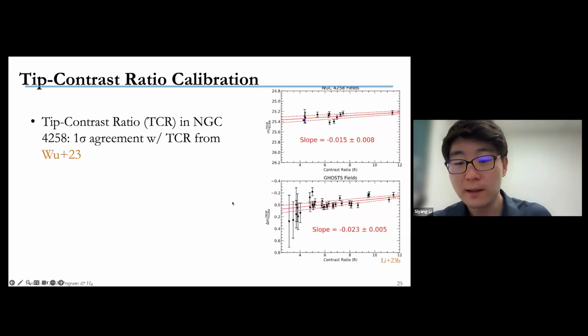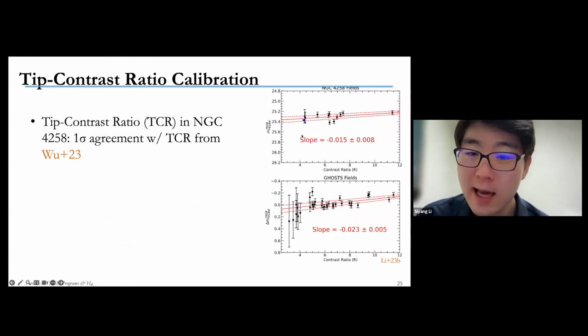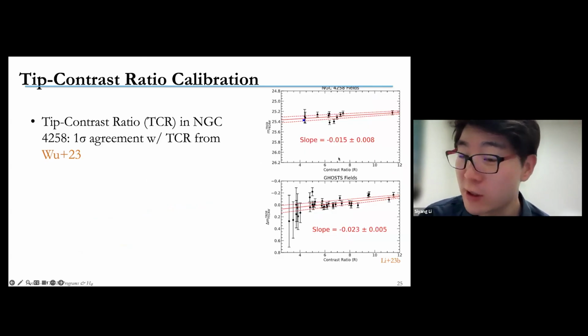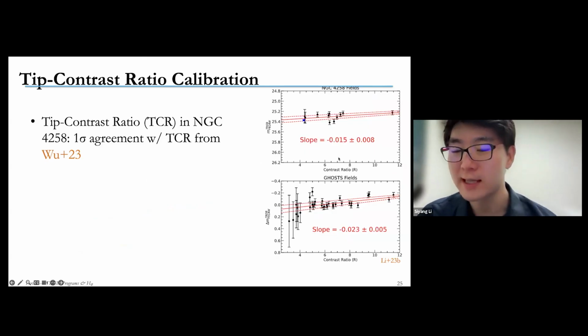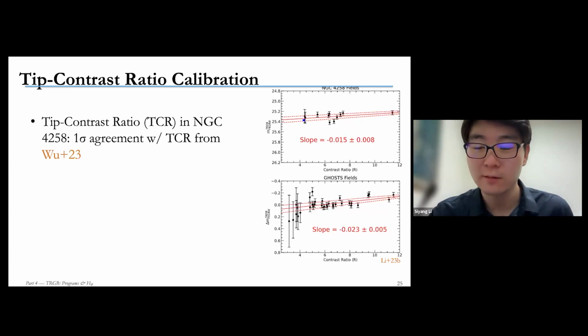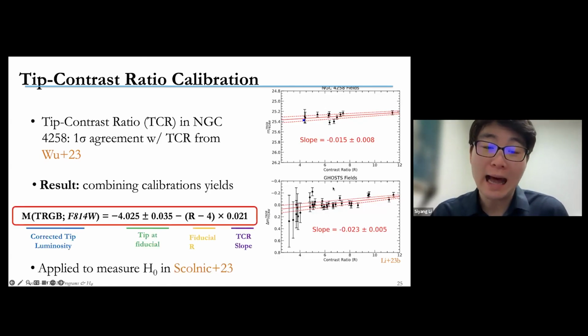So we first applied this to NGC 4258, for instance. That's what we show here in this top panel. Again, on the y-axis is the measured TRGB in the I band as a function of, again, the contrast ratio, the number of stars half a magnitude fainter over the number of stars half a magnitude brighter. We did this in NGC 4258 in a paper that I published. We compared that to the result that Jaxi Wu found in this GHOSTS fields data set. We found very good agreement. We came up with a calibration.